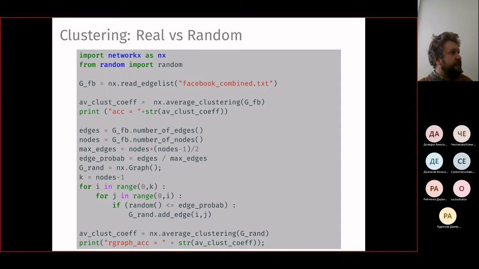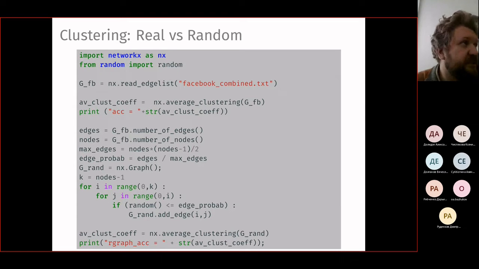For any graph, you can compute the probability of an edge in a very easy way. You just take the number of edges which are actually in the graph and divide it by the maximal number of edges which are possible in the graph, which is nodes multiplied by nodes minus 1 divided by 2.